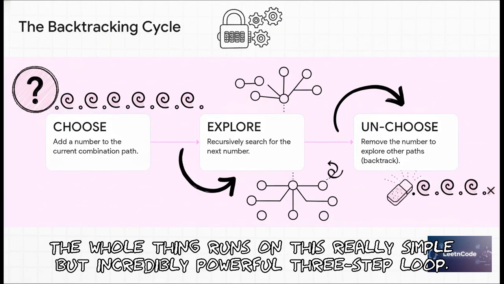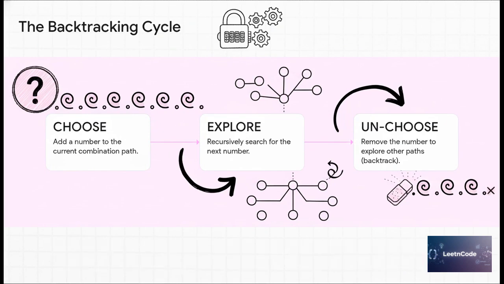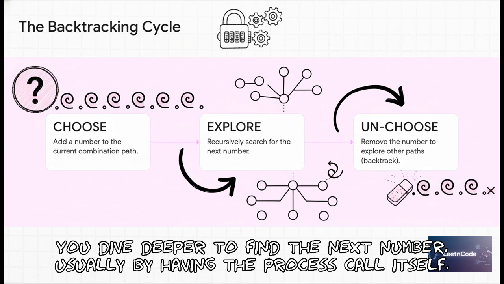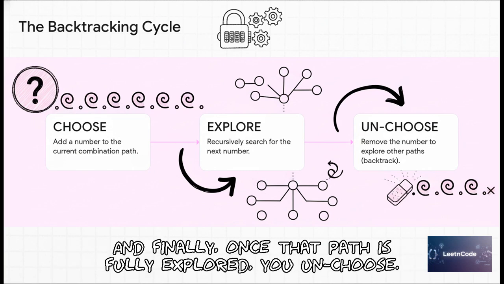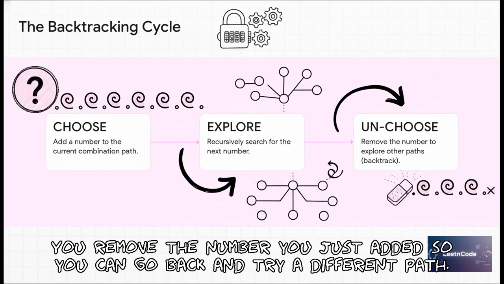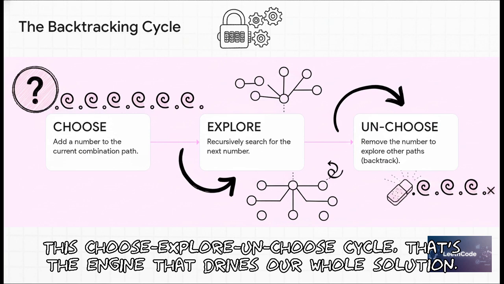The whole thing runs on this really simple but incredibly powerful 3-step loop. First, you choose a number. Then you explore. You dive deeper to find the next number, usually by having the process call itself. That's a technique called recursion. And finally, once that path is fully explored, you unchoose. You remove the number you just added so you can go back and try a different path. This choose, explore, unchoose cycle, that's the engine that drives our whole solution.